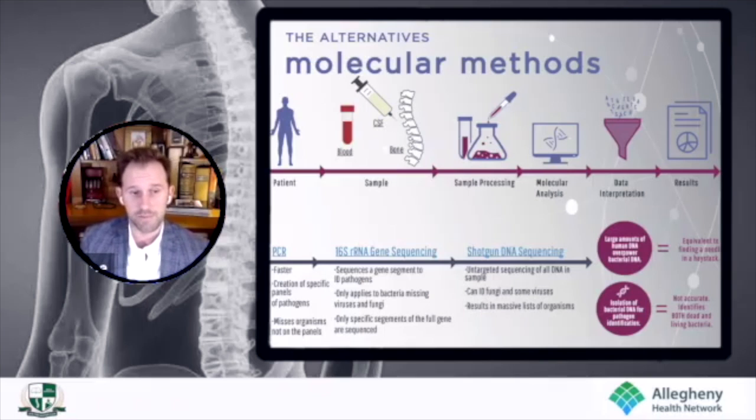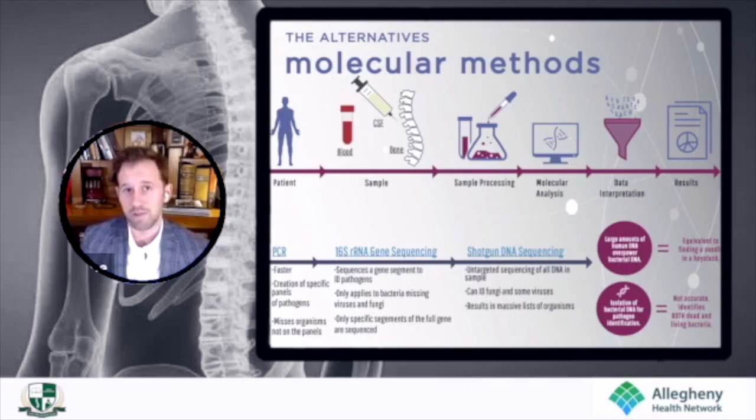The first and foremost being PCR. I believe that is probably the most well-known. It's faster than culture. It is more reliable because you can actually create panels of known pathogens and associated primers, and can rapidly sort through and rule in or rule out pathogens based off those.